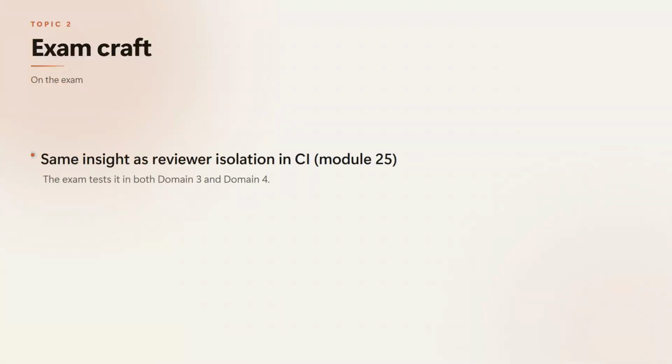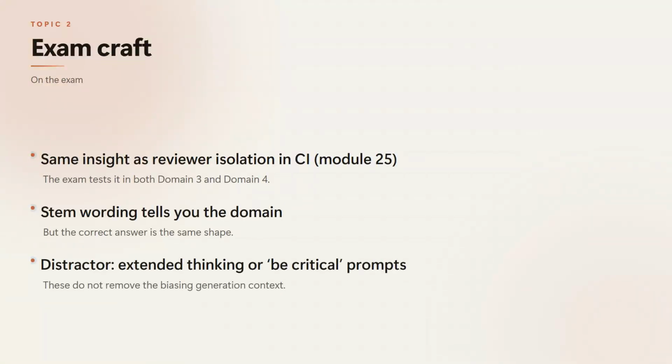This is exam craft. The same structural insight, reviewer isolation, appears in both domain 3 and domain 4. The stem wording tells you which domain the item is scored in, but the correct answer is the same shape: use an independent instance. The distractor that catches people is enabling extended thinking or adding be critical of your own work to the same session. Those options look like they add rigor, but they leave the biasing context in place. When you see a question about review quality, check whether the review happens in the same session. If it does, the fix is always a fresh instance.